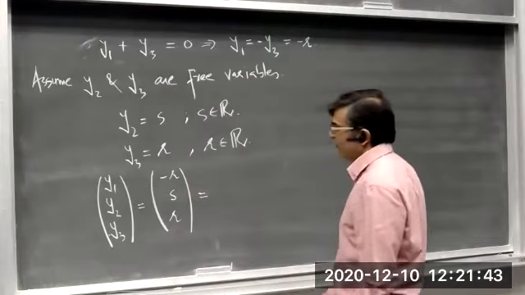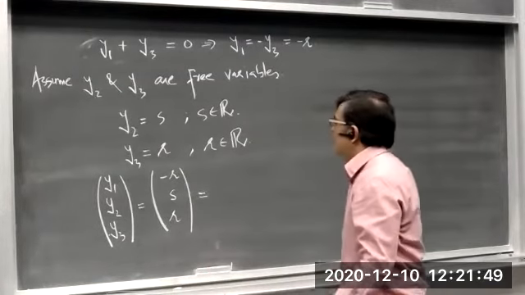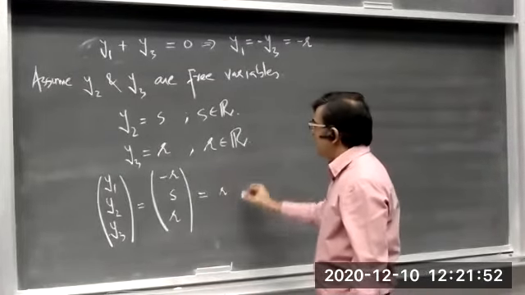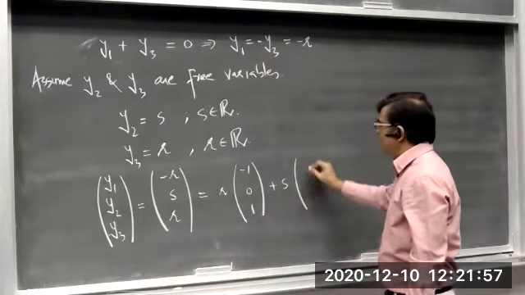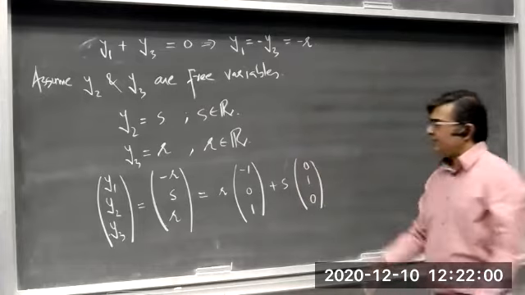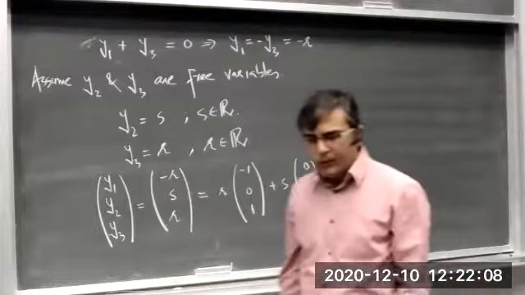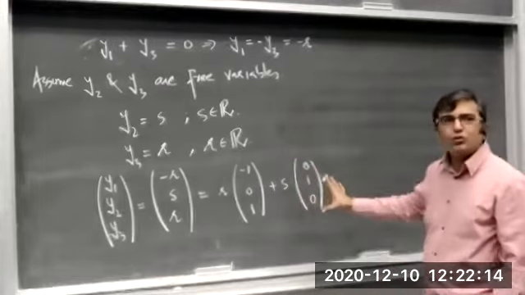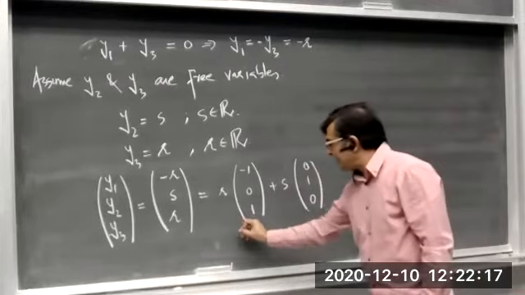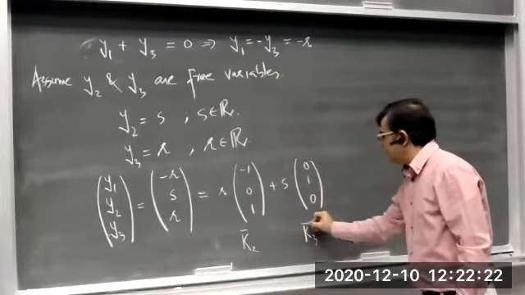Now, taking common the free variables here, how do we write it? We can take r common, -1, 0, 1, plus we can take s common, 0, 1, 0. So this is the solution. Is there any question from someone? No? Okay. Now you can see that we obtain two eigenvectors. You can call this one K2 vector and this one K3 vector.